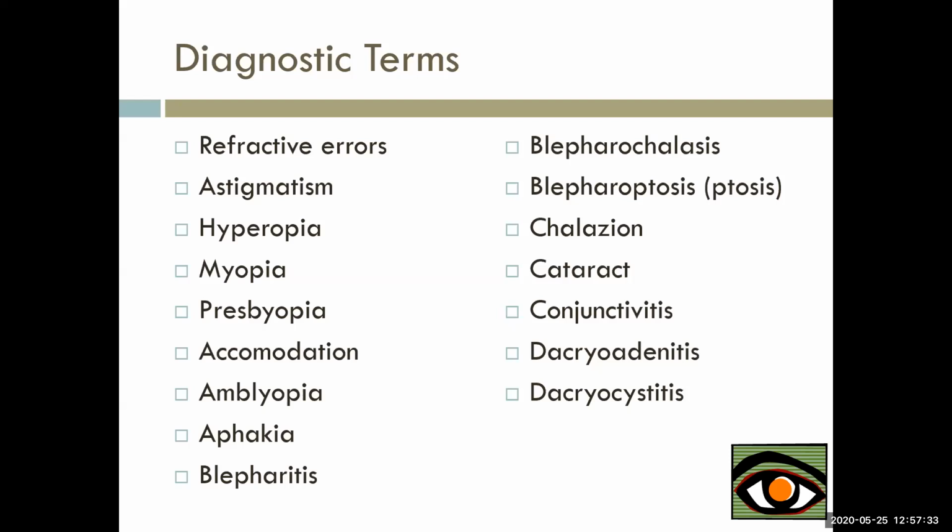And then we have blepharochalasis. It's a baggy eyelid or a weak eyelid. Blepharoptosis, drooping of the superior eyelid. The suffix ptosis, with the P silent, means drooping.